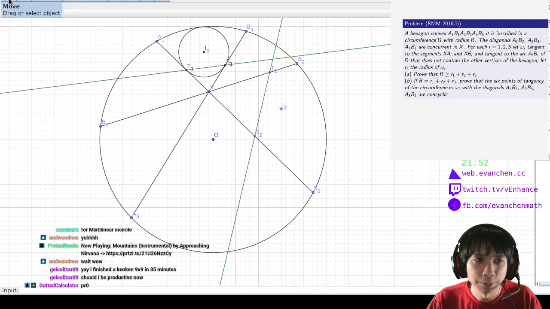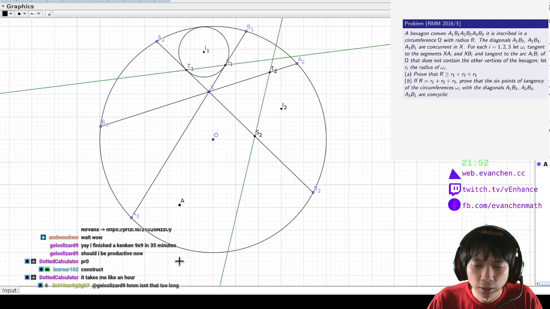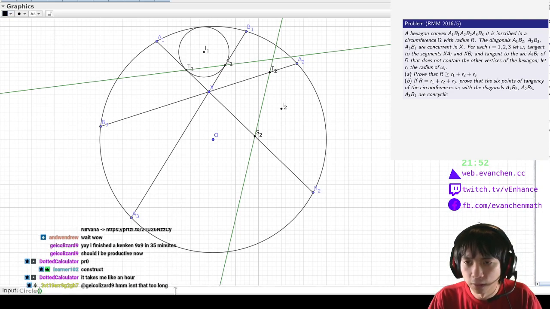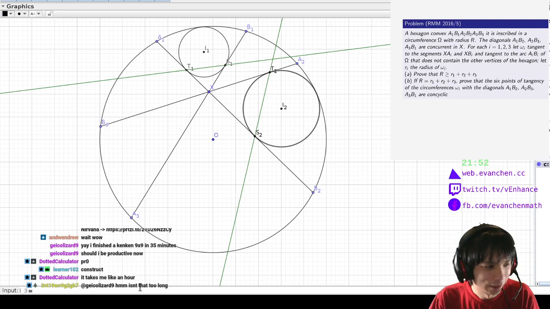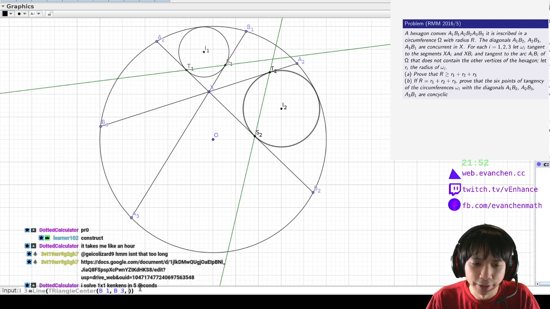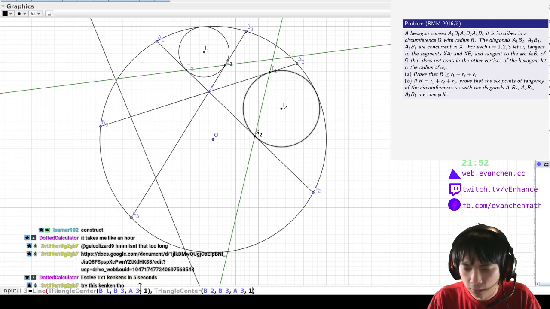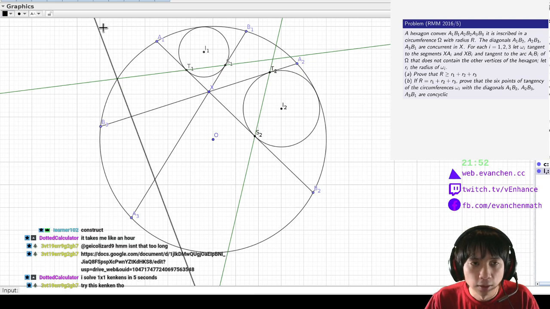Oh jeez. Okay, they were supposed to be black. I somehow colored them blue. I want them to be black. Black for consistency. Black. Okay. Circle I2, T2. Almost there. One more. Okay. L3 is line through triangle center B1, B3, A3, 1. Triangle center B2, B3, A3, 1. Okay, that's the last green line.